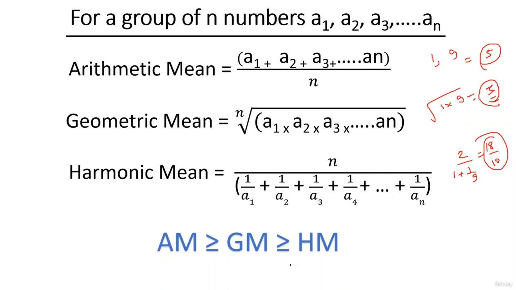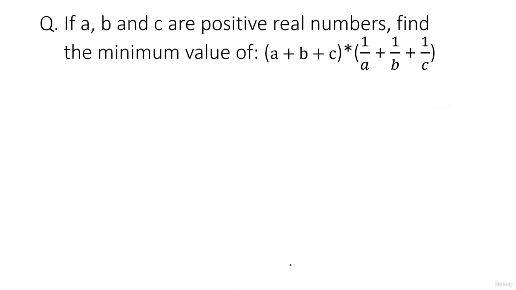We'll solve a few questions now based on this very underrated concept. Let's see some questions. If a, b, and c are positive real numbers, find the minimum value of a plus b plus c into 1 upon a plus 1 upon b plus 1 upon c.